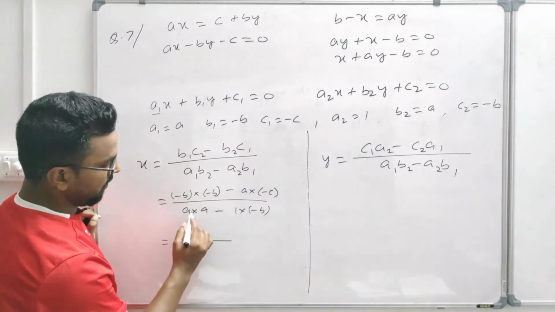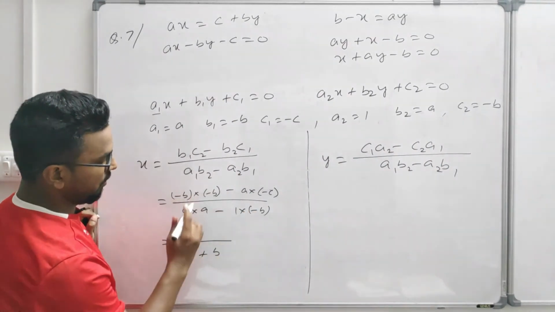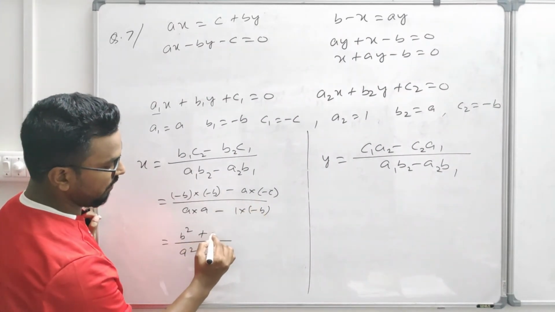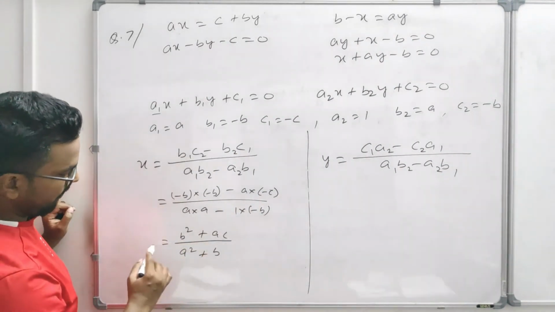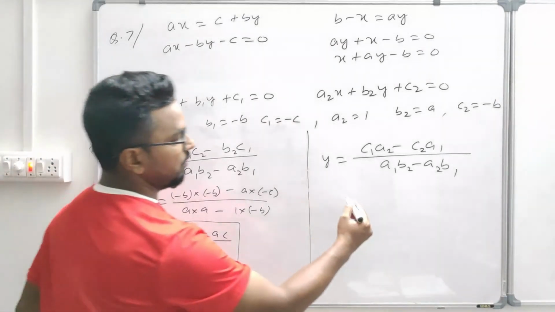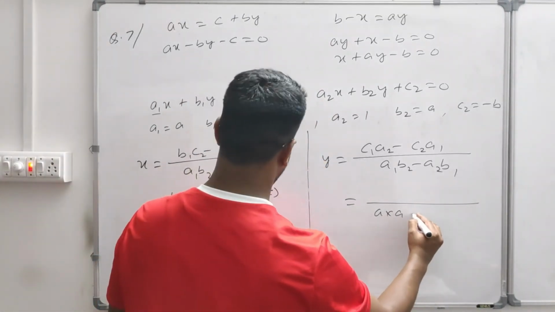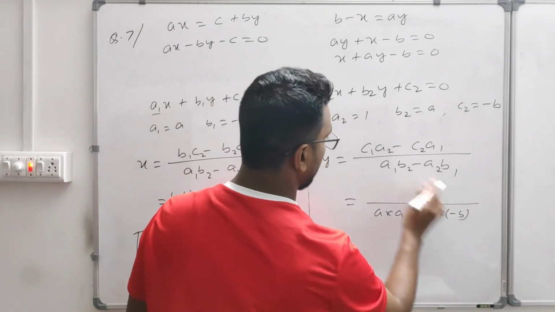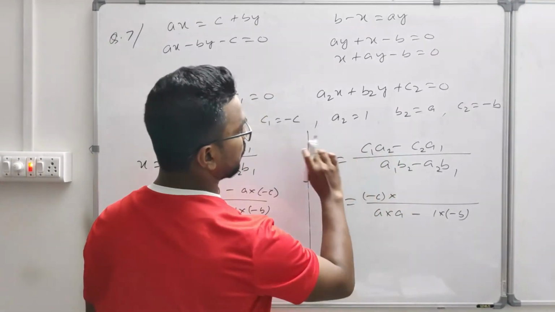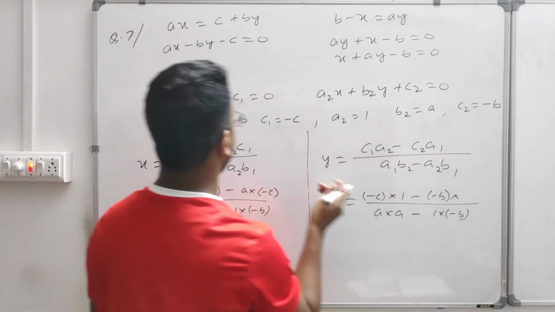Just multiply this one, you will get a square. Minus minus it will become plus b, and this will become b into b, b square, and minus minus plus, so plus ac. So this will be the value of x. Okay, you cannot change anymore. Similarly you just replace here, this will be the same denominator, a into a minus 1 into minus b. In the numerator c1, what is c1? c1 is minus c into a2 is 1 minus c2 is minus b, a1 is a.